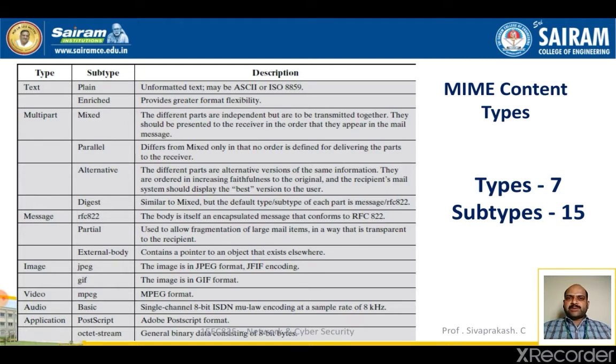There are four subtypes of multipart, all of which have the same overall syntax: multipart mixed, multipart parallel, multipart alternative, and multipart digest. Let us discuss them one by one. The multipart mixed subtype is used when there are multiple independent body parts that need to be bundled in a particular order. Second, multipart parallel: in this subtype, the order of the parts is not significant.